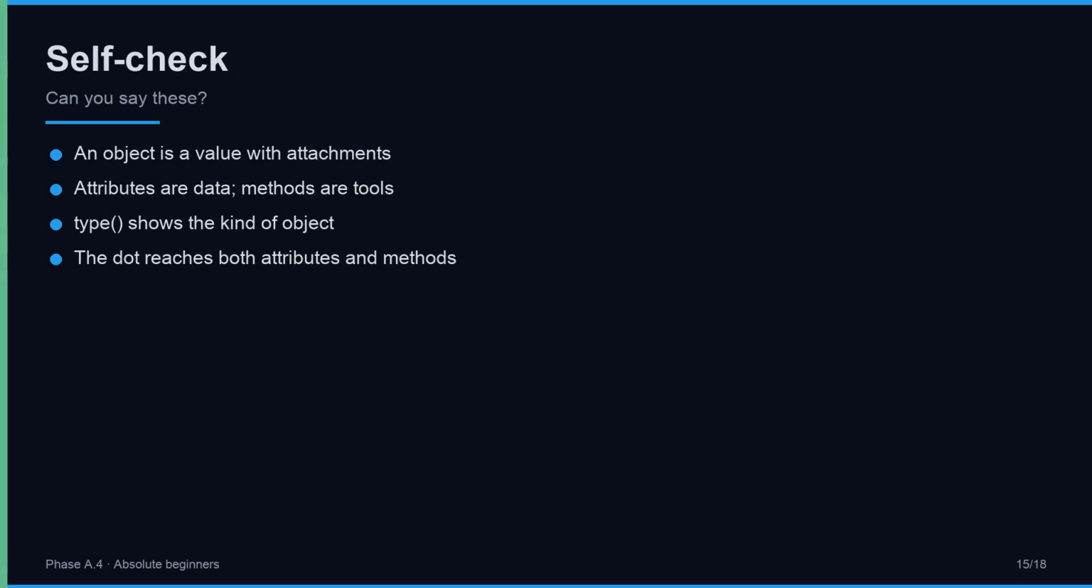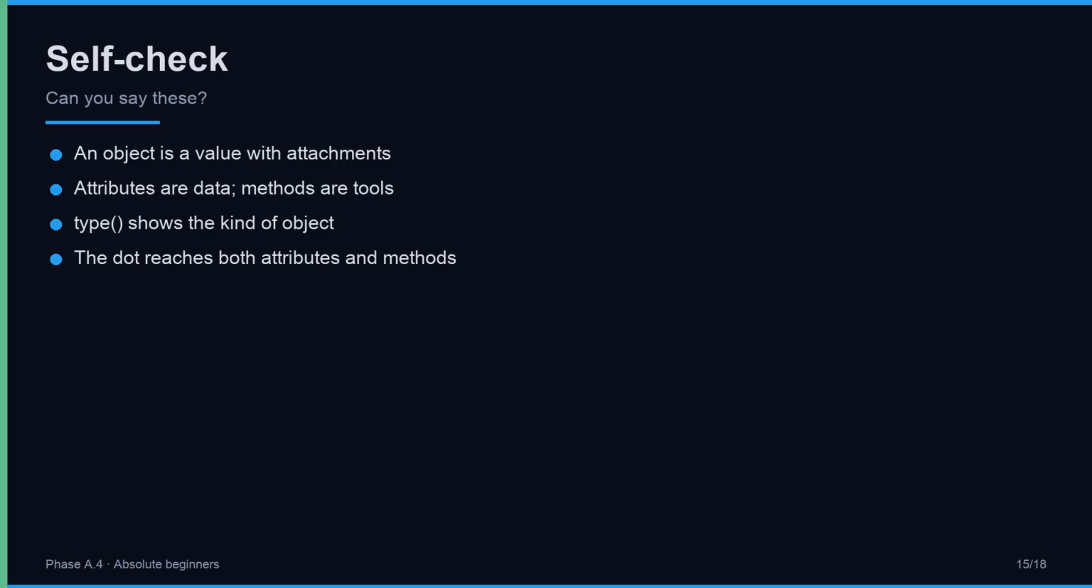Before moving toward the dot, a quick self-check. Can you explain in one sentence what an object is? Can you name the two kinds of attachments, attributes and methods? Can you use type to see what kind of object a value is? Can you explain what the dot does? If any feels shaky, rewatch that part. Objects are not going away, they are Python itself.